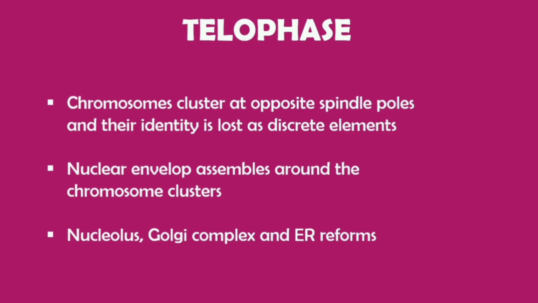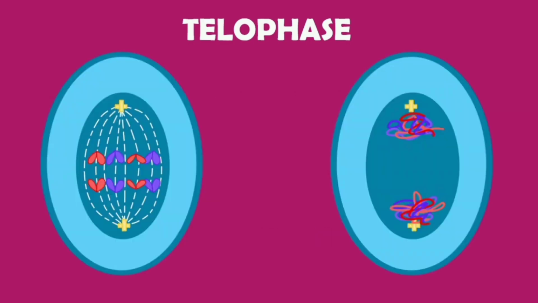Now that the chromosomes have reached their respective poles, they start to decondense and tend to collect in a mass at the two poles. Chromosomes cluster at the opposite spindle poles and their identity is lost as discrete elements. The nuclear envelope assembles around the chromosome clusters. Nucleolus, Golgi complex and endoplasmic reticulum reform. Telophase is known as reverse prophase, as all the events that happen in prophase happen once again in reverse form in telophase. Now that the karyokinesis is done, it's time for the cytokinesis.